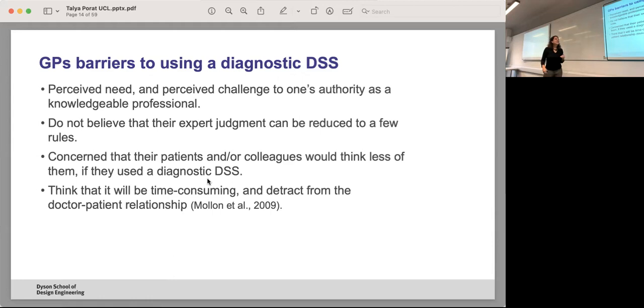And they also don't think that this holistic way they diagnose patients can be reduced to 5 or 6 computer rules or AI. And of course, sometimes they're concerned that their patients and colleagues will think less of them. Oh, you're using a diagnostic tool, you can't diagnose yourself. And of course, it's time consuming, right? There are only 10 minutes, it probably will take a lot of time to use it. So as we know, the challenge with this project was that despite evidence that it does help, right?